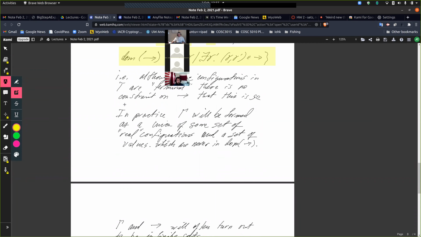So in practice, what he does for gamma is define it as formed from a union of some set of real configurations, which are the configurations that characterize an intermediate state of computation, and a set of values which don't have any reduction semantics. They're never in the domain of arrow.